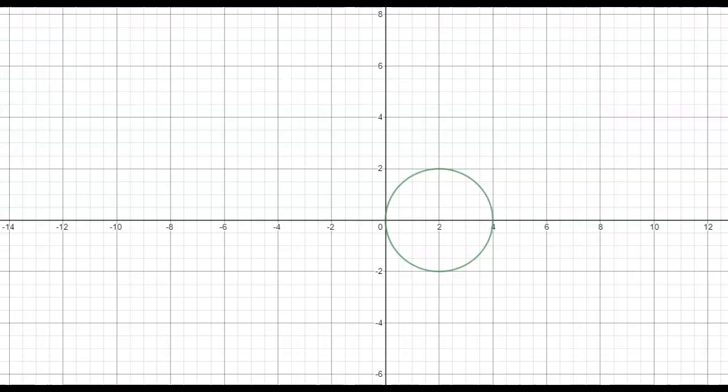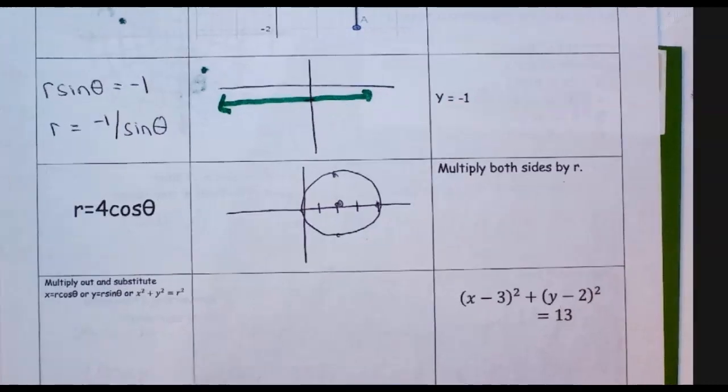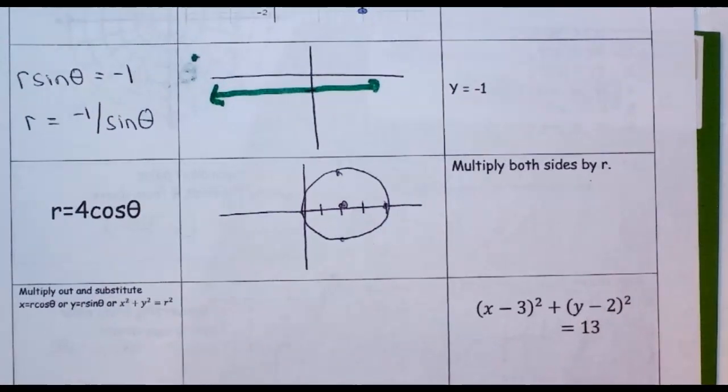All right, I graphed the equation on Desmos. You can graph it on your graphing calculator. I end up with the following. Now I need to change this so it's in rectangular form. So let me go back to my screen, and I gave you a hint here. I want to multiply both sides by r.